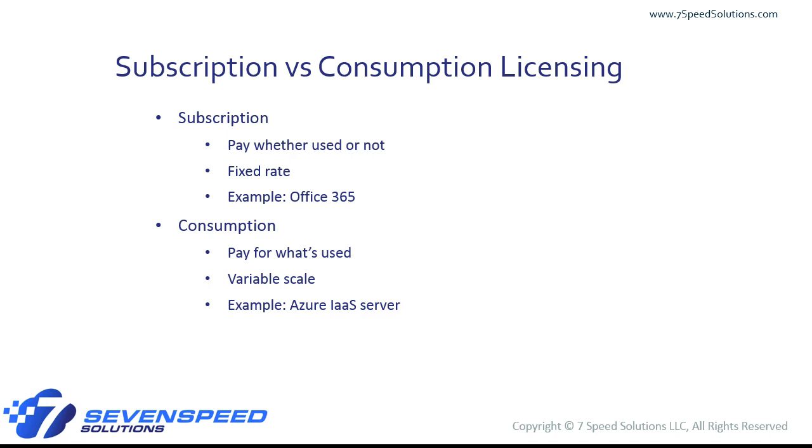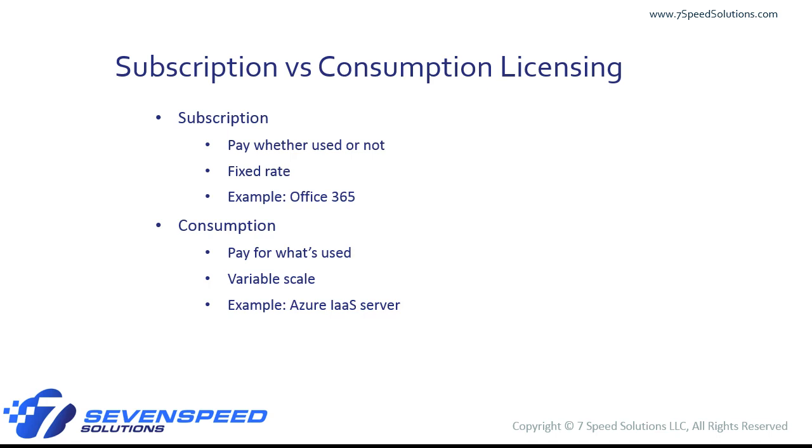So for cloud subscription, if you notice here, that's basically whether you use it or not. It's a fixed rate. It's typically something like per individual or per virtual machine and so forth. An example of subscription-based licensing would be Office 365. If you provision an Office 365 license, you're paying for that license, whether the user logs in and uses it or not. You've purchased it, you've assigned it. It's fixed rate. Then there's consumption.